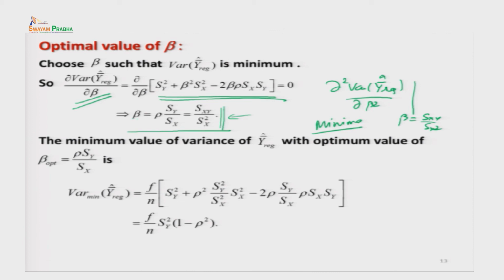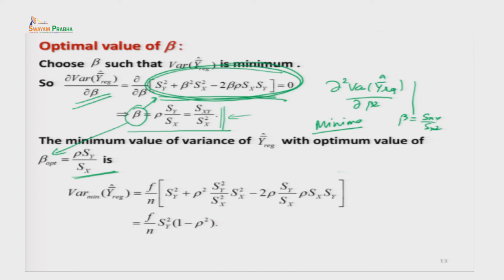But my question is this: what is the value of that minimum variance? In order to obtain the value of that minimum variance, we can substitute this value of beta in this variance. So, let us call this obtained value of beta as beta opt. Now we substitute this beta opt in the expression of the variance, which is here, right. Yeah, there should be a factor of f upon n.